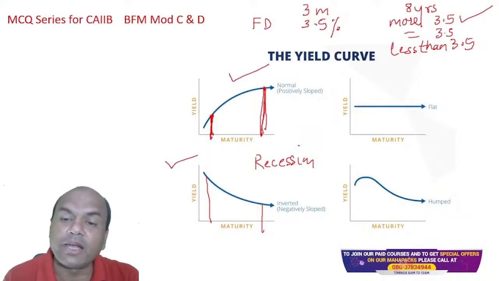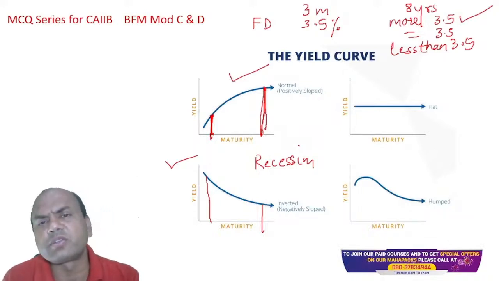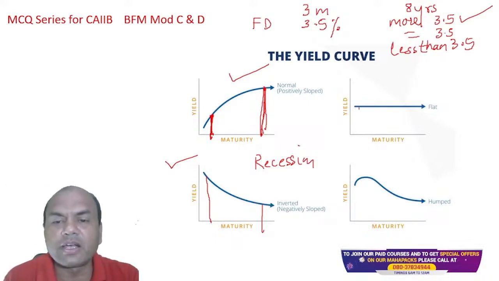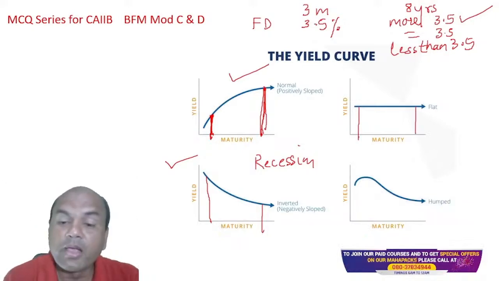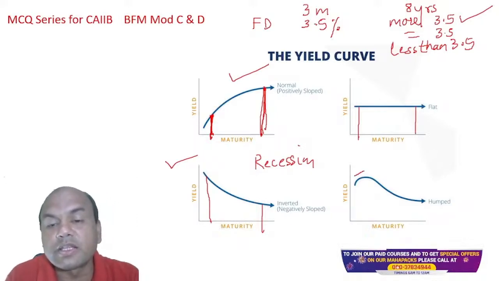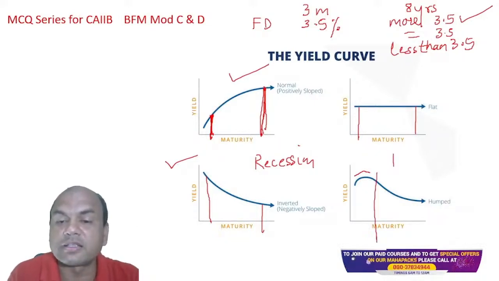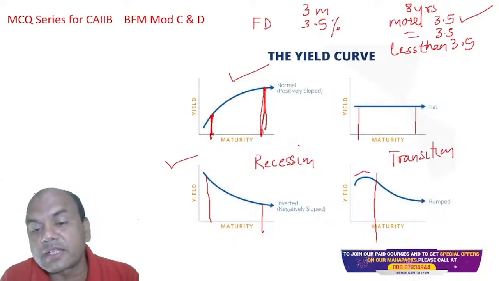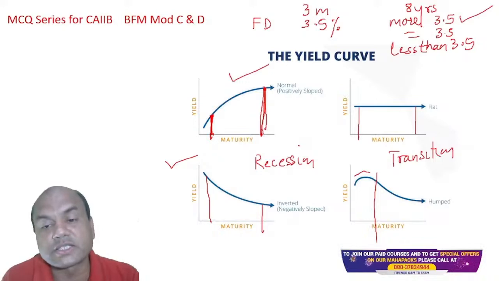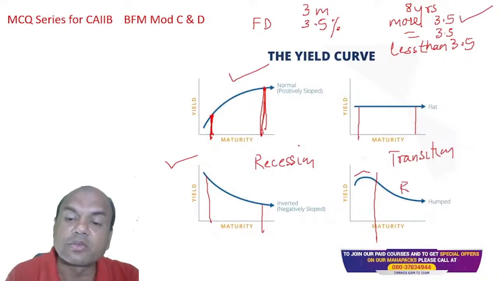Now, what is this flat yield curve? Flat yield curve means the country is not growing at all, not going down, not going up. Flat. The 3 months rate of interest will be the same as that of the 10 years rate of interest. Humped yield curve. This is called humped. Humped means what? There is a slight growth in the initial period, but later again recession. So this is known as transition. Transition means it grows in the initial years and then it transits to the lower growth phase. So here it is recession, here it is growth.